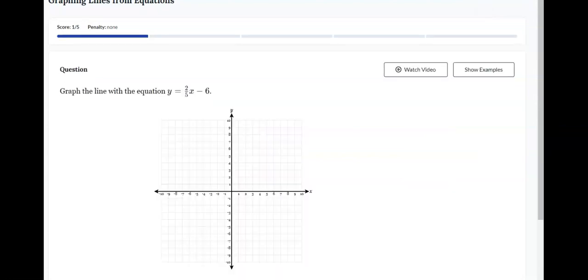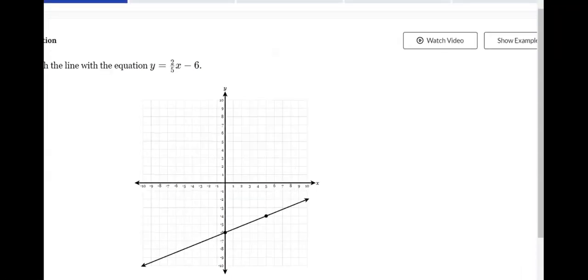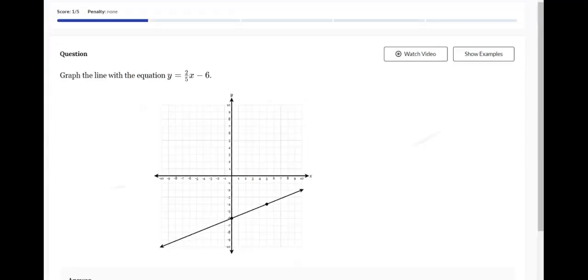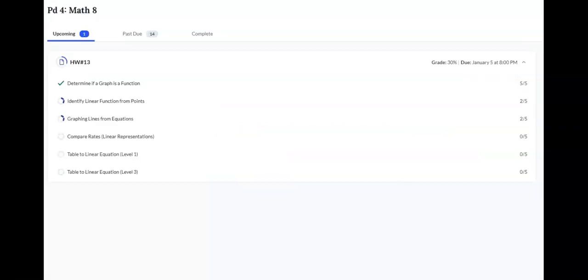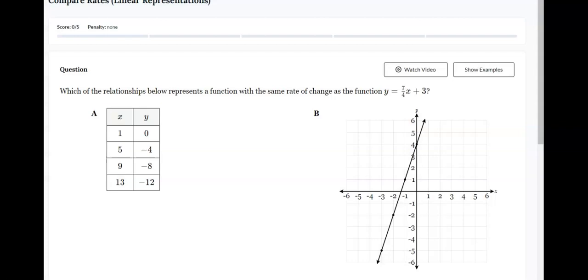Again, you have to use the equation in order to graph your line. Y-intercept is first, and then rise and run is second. Rise 2, run 5. So you're going to click on your graph in those two locations. -6, and then rise 2, run 5. Submit, and check. Let's go back to the next topic, comparing rates for linear representations.